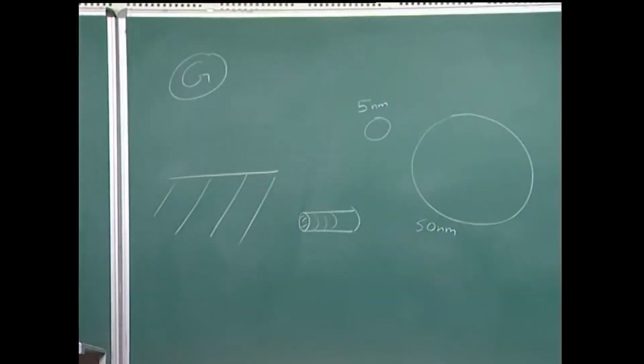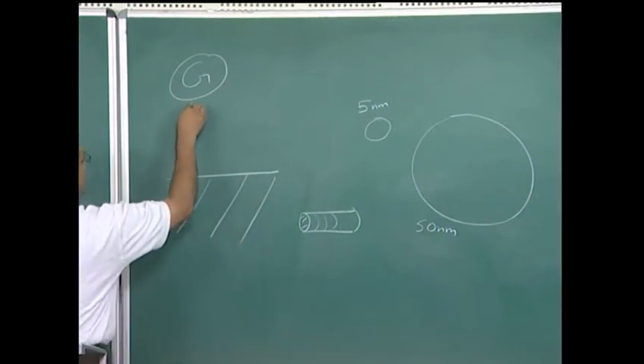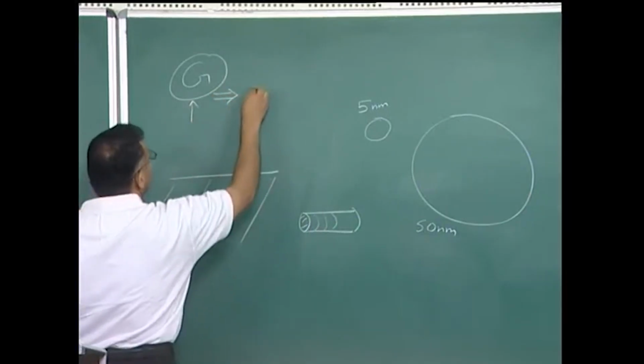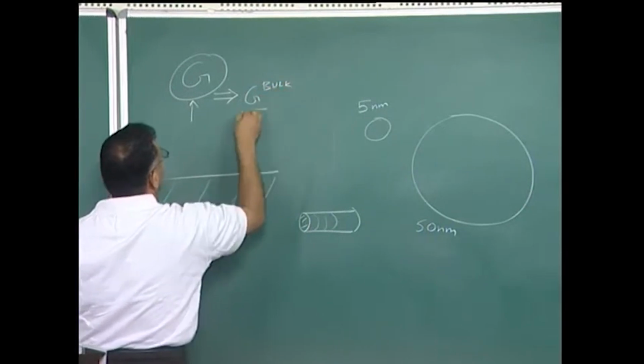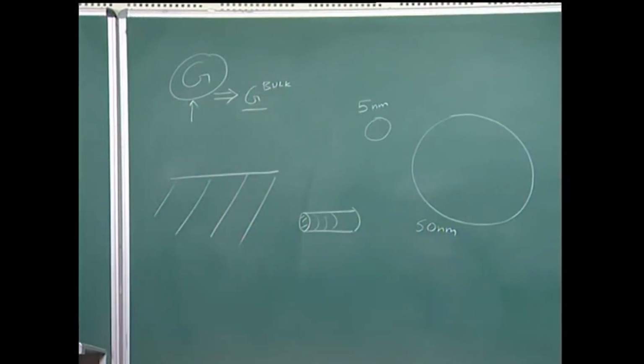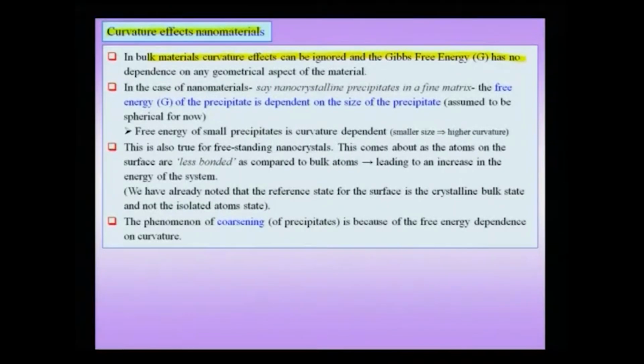Now in these kinds of materials, it is obvious that the surface effects are going to come into play, and therefore I cannot use a value like G, which is typically meant to say that it is G bulk. Important effects and properties come into play when I am actually using a nanomaterial or nanoparticle because of the surface or interface effects. Therefore, in bulk materials curvature effects can be ignored, and the Gibbs free energy has no dependence on any geometrical aspect of the material. So, if we are talking about a bulk material, I really do not consider any geometry or a surface or an interface, and I just assume that there is a single parameter g which describes my Gibbs free energy.